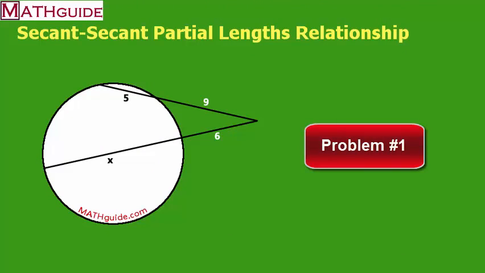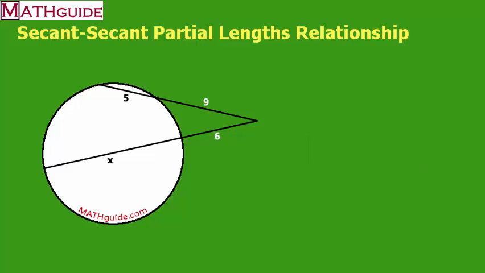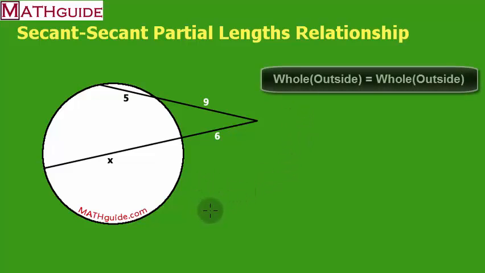This is our first problem, and what I'd like to do is use our new relationship on this problem. So we know we have two secant lines because this line intersects the circle at two locations. This line intersects the circle at these two locations also. Now, of course, I only have a piece of the line shown, and they're called secant lines. Alright, well, let's use our relationship, and we know the relationship is the whole distance times the outside of one secant line is equal to the whole distance times the outside of the other secant line. Alright, so let's see how it works.